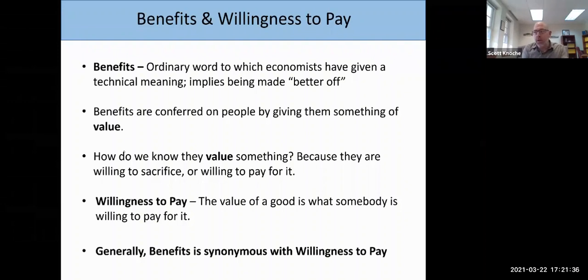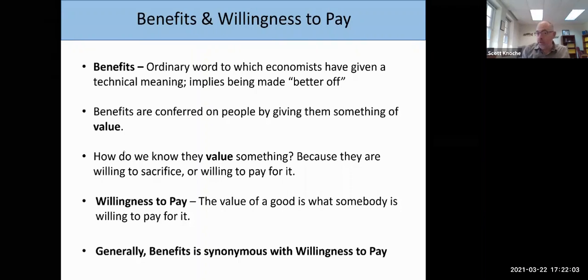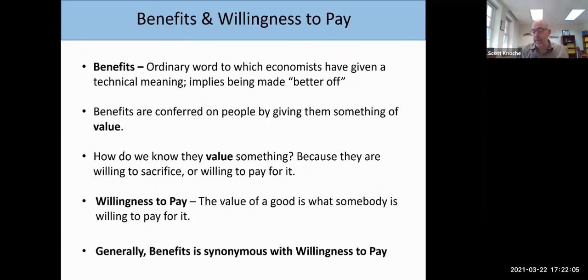So the value of a good is what somebody is willing to pay for it, right? So hypothetically, let's say you're in the market for a new car, and you buy that new car. It costs $20,000 or $25,000. Is that your willingness to pay for the car? Well, no, that's the price you paid for the car, but maybe you would have paid $26,000 or $27,000.